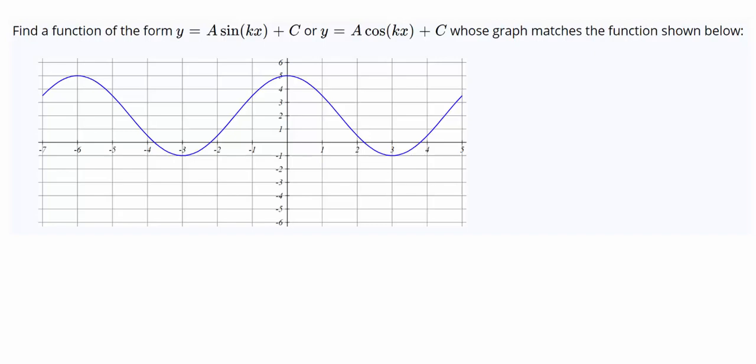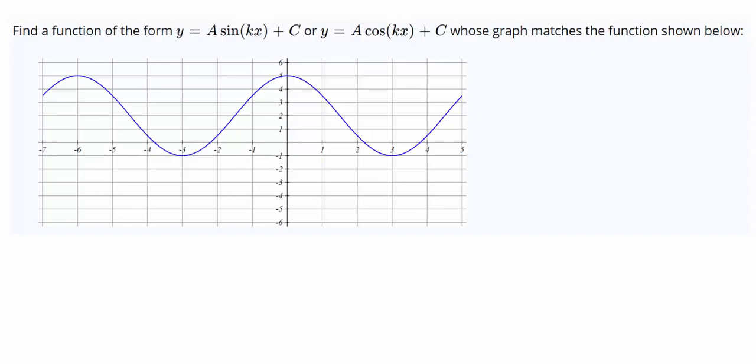Find a function of the form y equals a sine kx plus c or y equals a cosine kx plus c whose graph matches the function below. So we can see there's not going to be a phase shift, and where we usually see the omega, they've used a k, but we know that that would be the thing that affects the period.